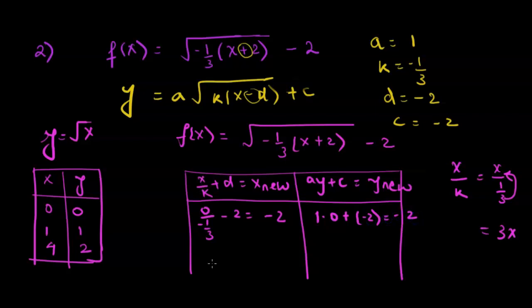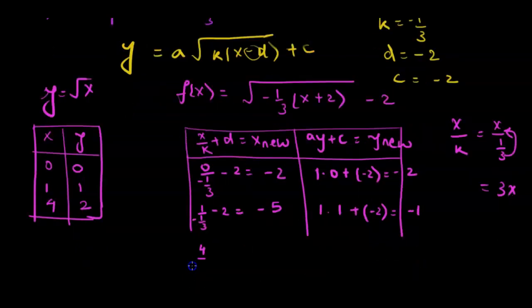When I put in x as 1, 1 divided by negative 1 by 3 is 1 multiplied by negative 3, minus 2, so it gives me a negative 5. Here a is 1. 1 multiplied by y is 1. C value is negative 2. So this gives me a negative 1 altogether. Next we have 4 divided by negative 1 over 3. Minus 2 gives us 4 times negative 3, which is negative 12. Minus 2 is negative 14. And the new y value would be 1 times 2 plus minus 2, which is equal to 0.